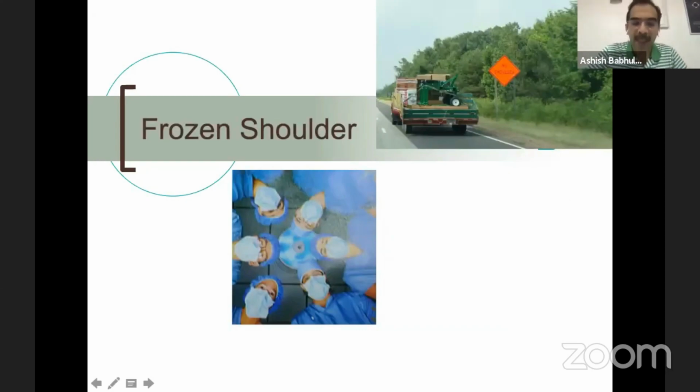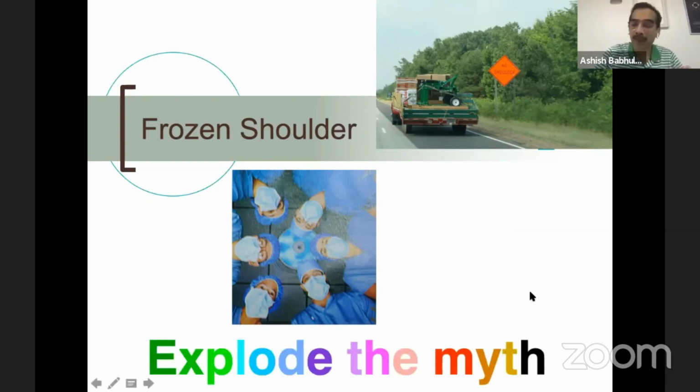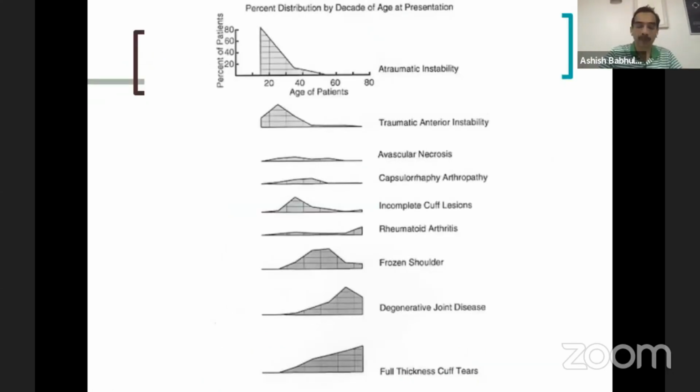Now, the first thing is the reflex action that everything is not frozen shoulder. In its truest sense, a true frozen shoulder is extremely rare. So don't make a job of calling every shoulder that comes from the OPD a frozen shoulder. I'm going to give you a plethora of different diagnoses and the most common one.